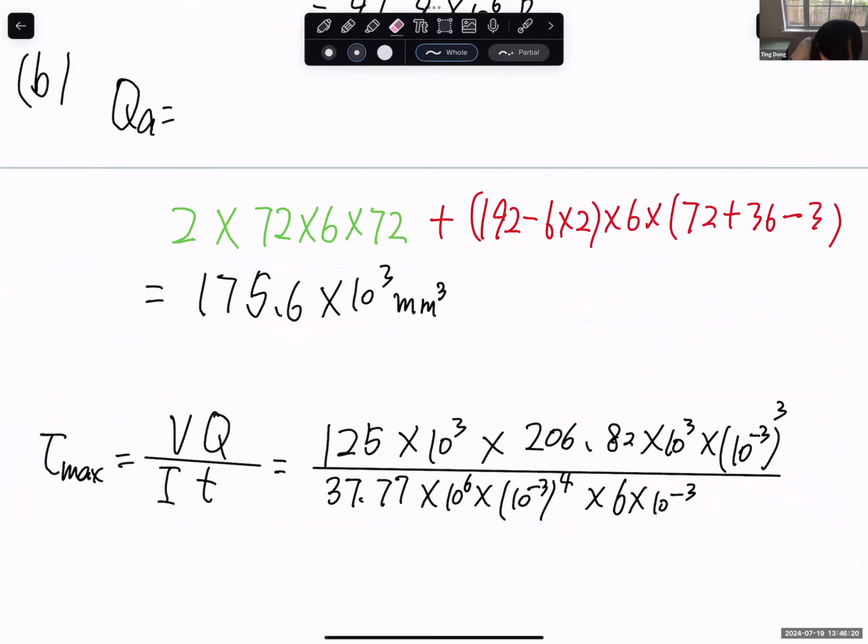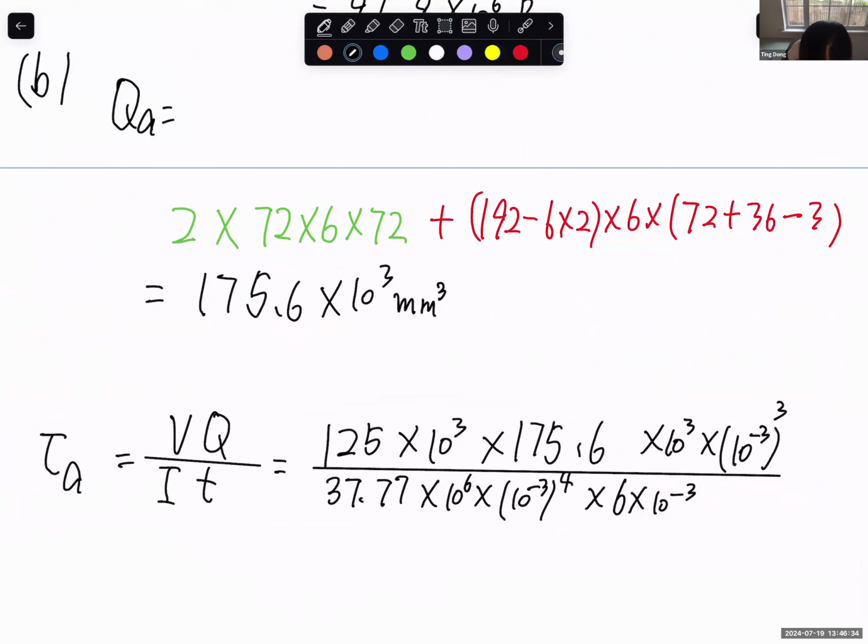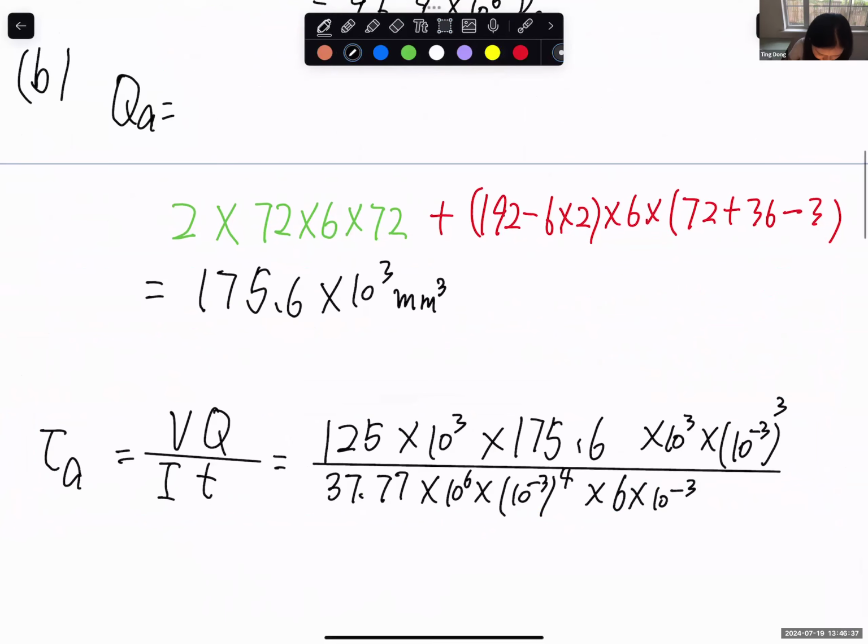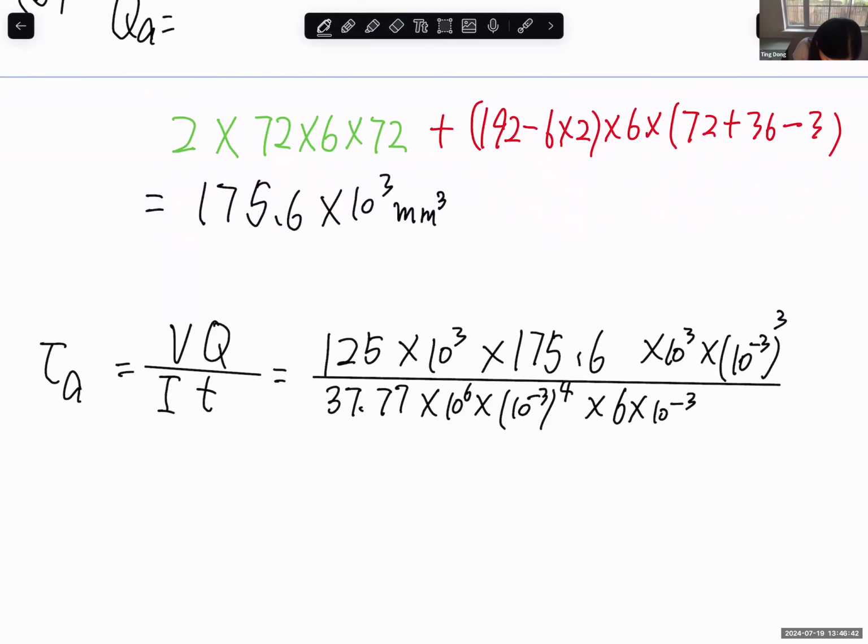So the shear stress at point A, the only thing I need to change is the Q part. Q is 175.6. And V, I and T are the same. The only difference is Q. So this is equal to 96 point, oh no. Actually, I don't know. I don't have the final answer. I'll calculate it. There's something wrong in my calculation.